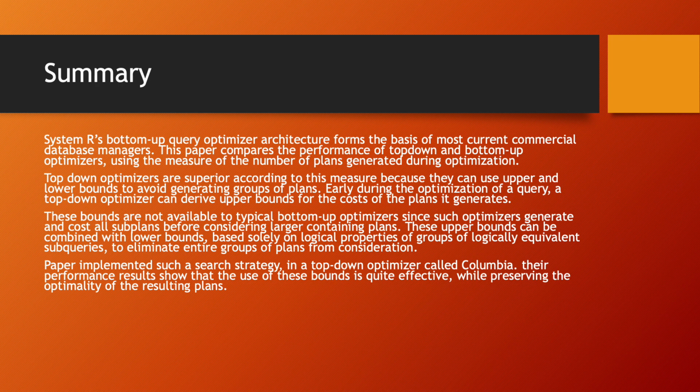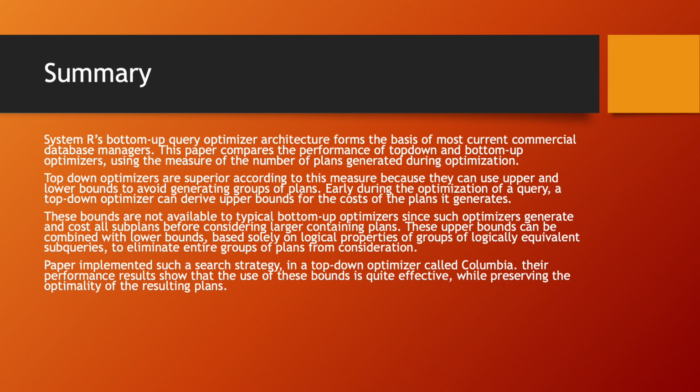Early during the optimization of a query, a top-down optimizer can derive upper bounds for the cost of the plans it generates. These bounds are not available to typical bottom-up optimizers since such optimizers generate and cost all subplans before considering larger containing plans. These upper bounds can be combined with lower bounds based solely on logical properties of groups of logically equivalent subqueries to eliminate entire groups of plans from consideration.